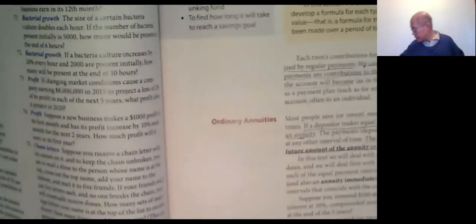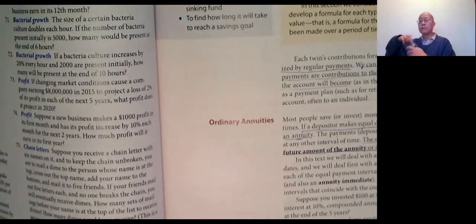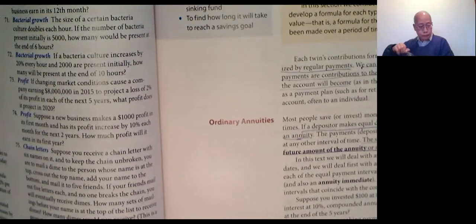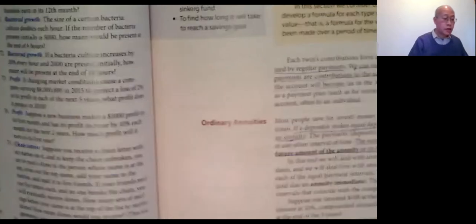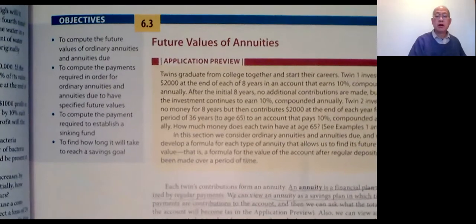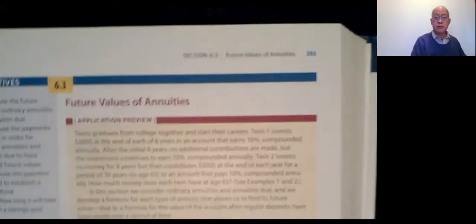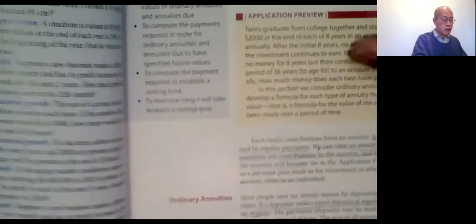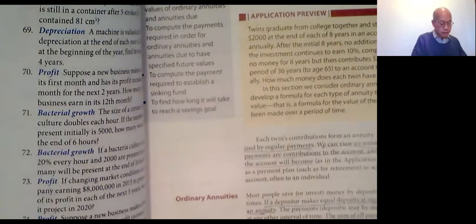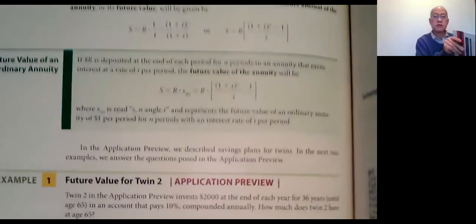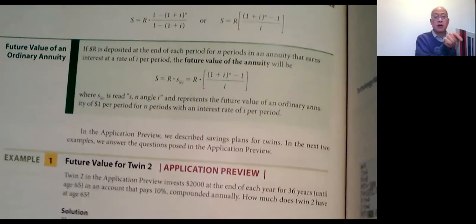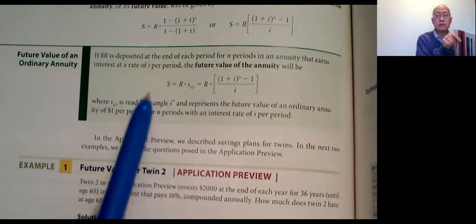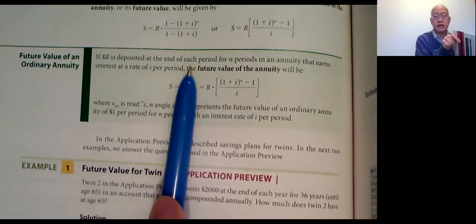So what is 6.3 about? 6.3 is something called future value of an annuity. Page 383. And here's the formula that you need. It's on my page 384. S is future value. Don't even look at this. Pretend it's not even there.